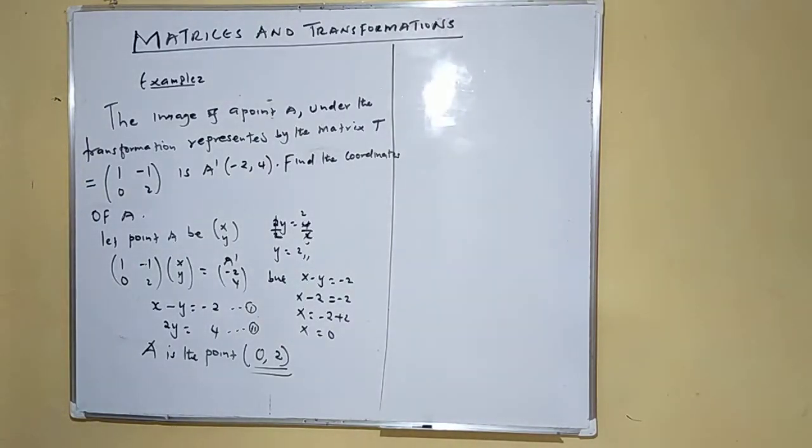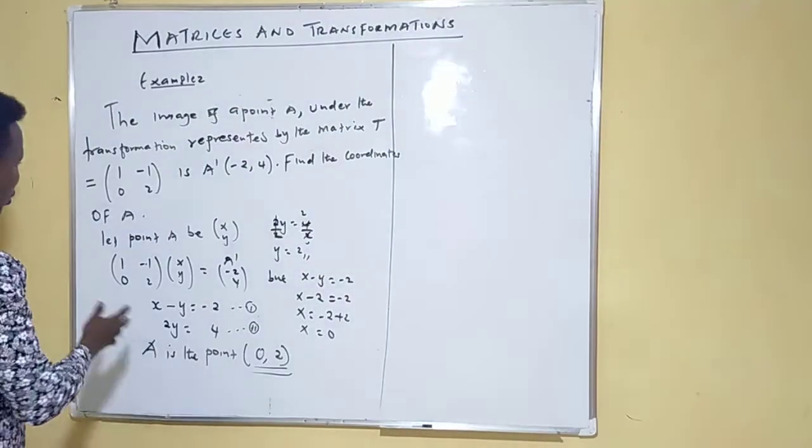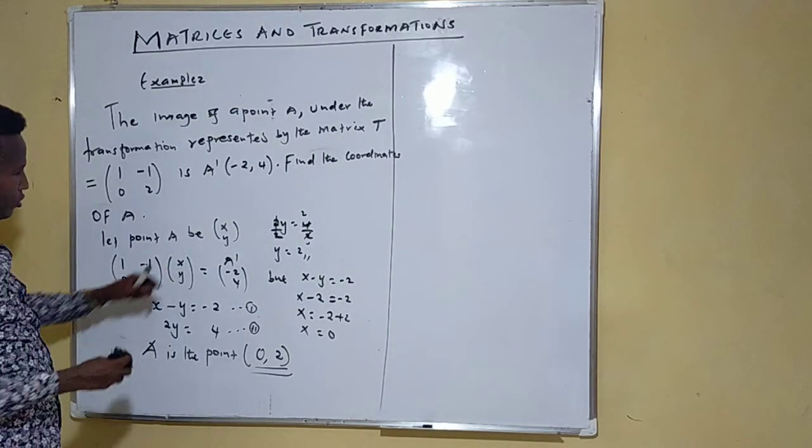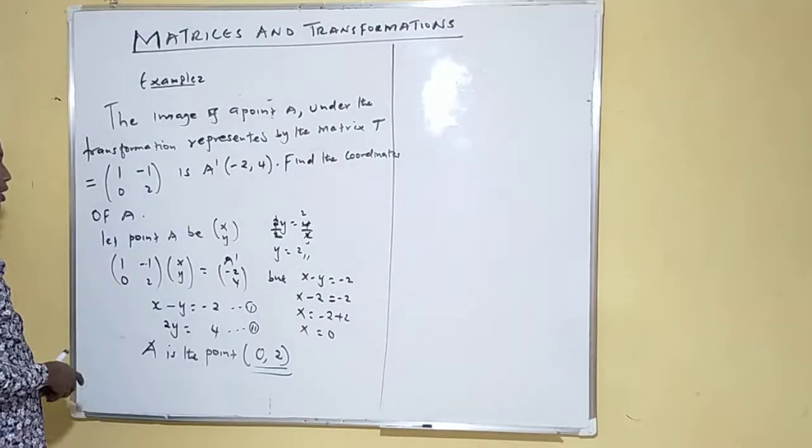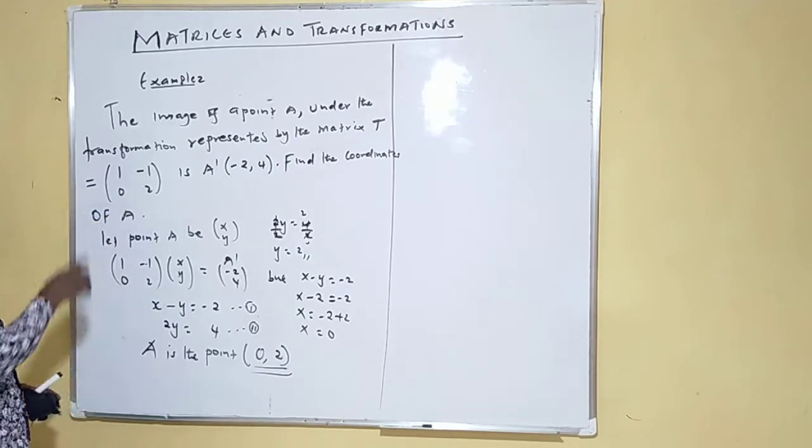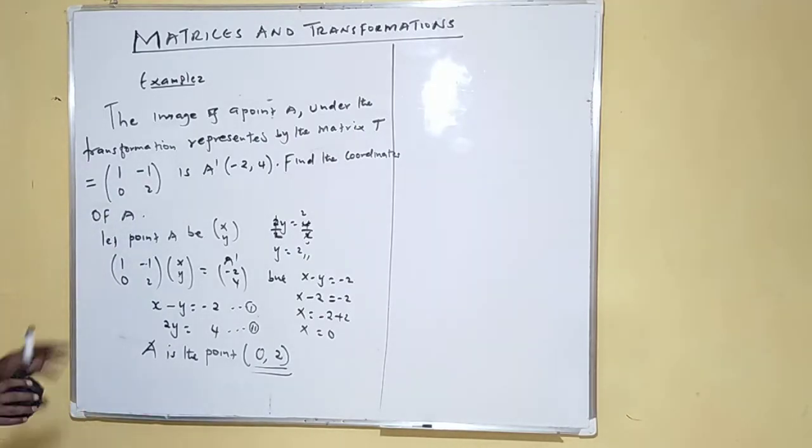We have the image point and the matrix. To get the object point, you will multiply. You take this one as the object point (x, y), then you multiply by the matrix, then equate to the image point, and you're done.